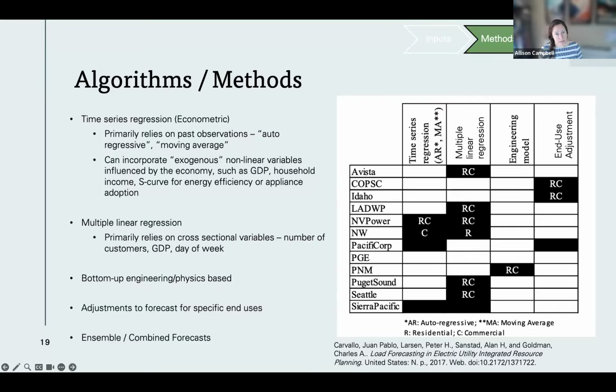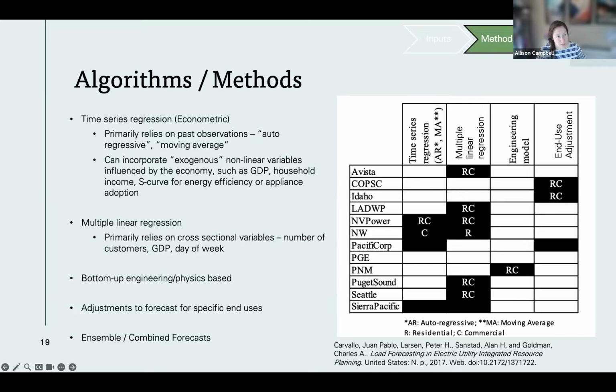Exogenous just means that it's not a previous observation, it's an additional variable. We can look at any type of variable. So for example, we can look at nonlinear variables that are influenced by the economy, such as GDP, household income, and also S-curve for energy efficiency or appliance adoption.